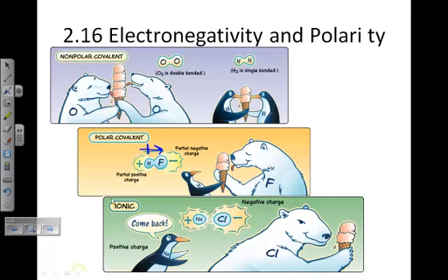The most extreme case of sharing, or in this case not sharing, would be the ionic bonding, where literally the polar bear, for this particular cartoon, is so electronegative that it is able to pull the electron away from the metal, creating a negative ion and a positive ion.